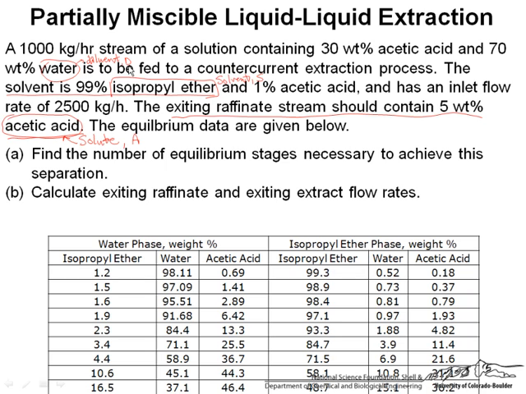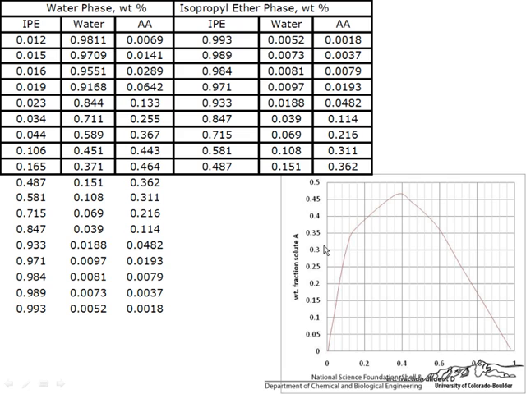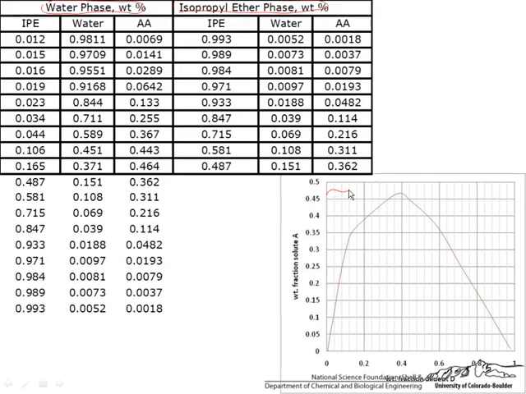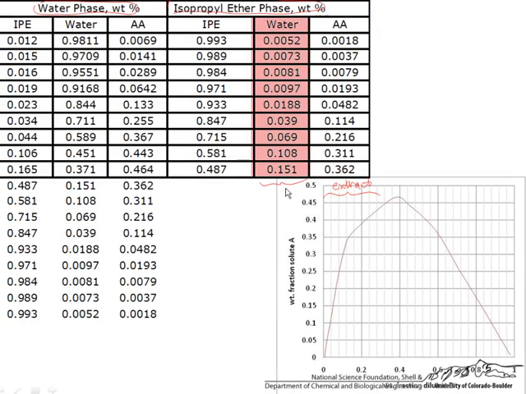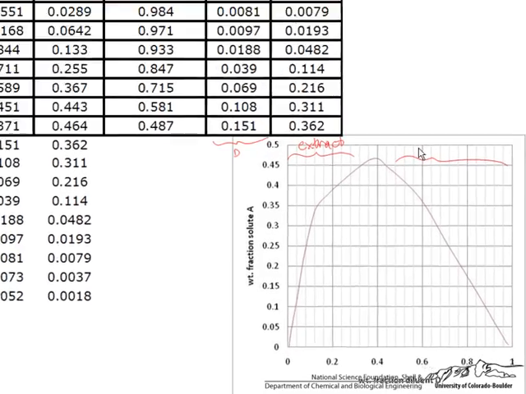So I think that the next thing to do is to plot our equilibrium data, because we're not given a plot of the data, we're just given the weight percents in the water phase and the isopropyl ether phase. So let's do that next. Here's the data that we've been given. We've got the water phase and the isopropyl ether phase. And we already said that isopropyl ether is our solvent. And so this means this is going to be the extract stream. The extract is rich in solvent, so there is not very much diluent. And this side is going to be our raffinate.